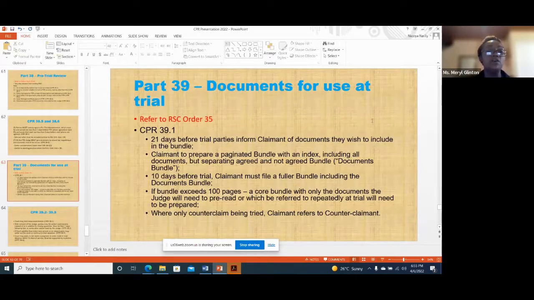And the core bundle is only going to include the documents which you expect the judge will need to read before the trial, or documents which you expect will need to be referred to repeatedly. So for example, if you have a claim in which the main issue is interpretation of a contract, the contract itself is going to need to be in your core bundle. And in the usual way, where only a counterclaim is being tried, then claimant here will refer to the counterclaimant. Next slide.